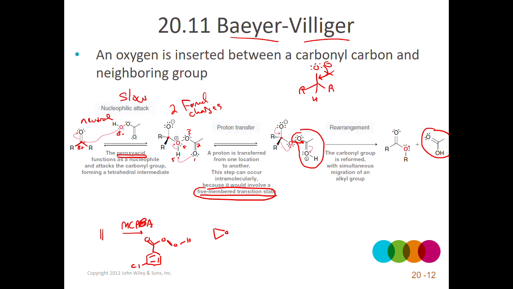And so basically the net effect of this reaction is it inserts an oxygen between one of the R groups or hydrogens attached to the carbonyl carbon. It inserts an oxygen between that group and the carbonyl carbon. And so this converts a ketone or an aldehyde into an ester.